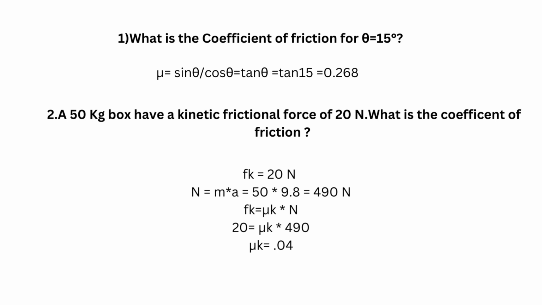And the second problem, a 50 kg box has a kinetic frictional force of 20 Newton. What is the coefficient of friction? So Fk is 20 Newton, N equal to mass times acceleration due to gravity, 50 times 9.8, 490 Newton. Fk equal to mu k times N, the formula, 20 equal to mu k times 490, and mu k, that is the coefficient of kinetic friction, equal to 0.04.